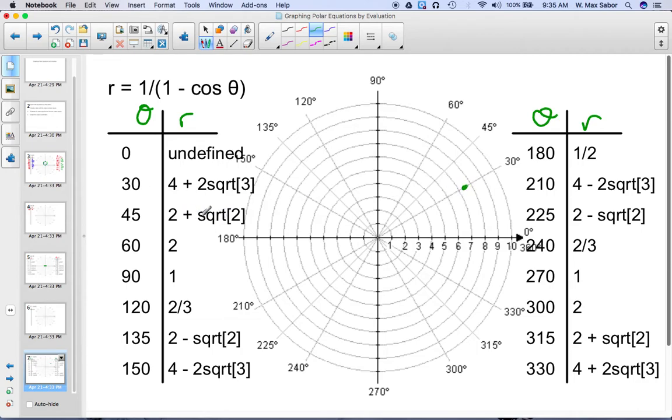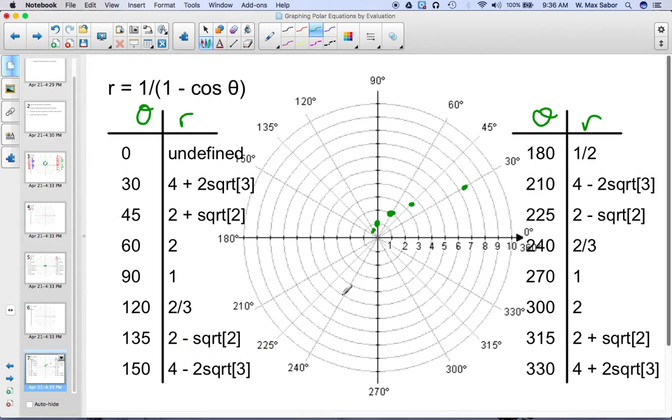2 plus square root of 2. Square root of 2 is about 1.4, so this is about 3.4 at 45. 2 comma 60. 1 comma 90. 2/3 comma 120. Negative 2 minus square root of 2 at 135. So square root of 2 is about 1.4. So this is about 2 minus 1.4 is 0.6.